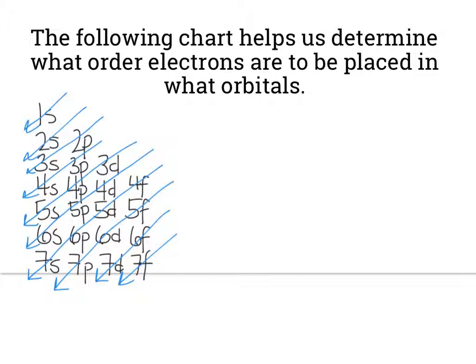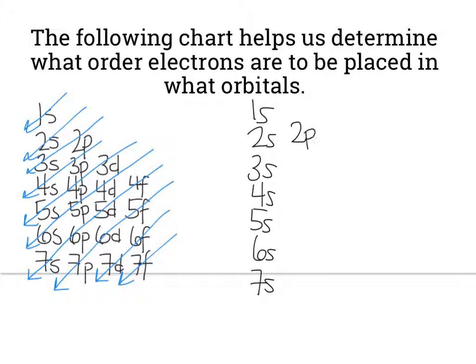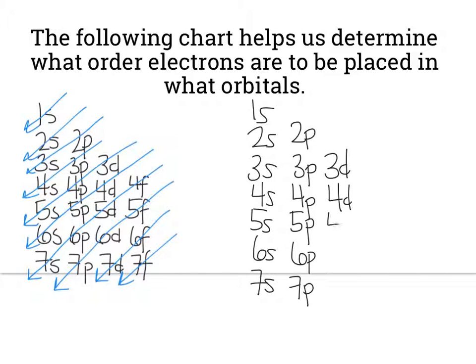So let me now show you how to write it. First off, write 1s all the way down to 7s. Then write 2p all the way down to 7p. Then 3d all the way down to 7d. And 4f all the way down.